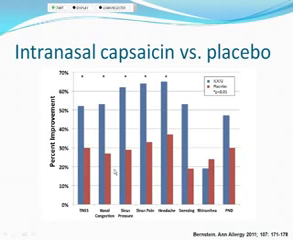This has been around for a while. It works by binding to something called the TRP vanilloid 1 ion channel, or basically the capsaicin receptor, so that's easier to remember. And it works on the afferent sensory nerves to basically desensitize them, and therefore knock down your non-allergic rhinitis, what we sometimes call vasomotor rhinitis, okay? So that's something that you might be aware of.